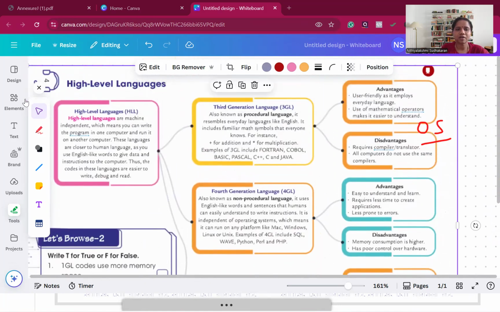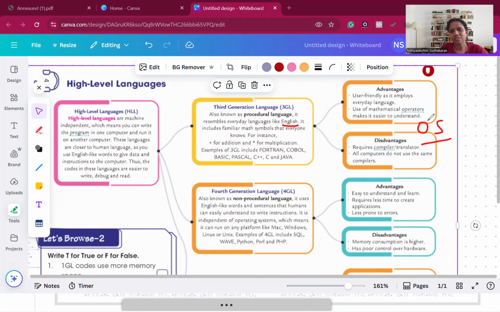The third generation languages are called procedural languages. They resemble everyday languages like English, and they include math symbols like addition and multiplication. Examples of third generation languages: Fortran, COBOL, BASIC, Pascal, C, C++, Java. All these are third generation languages.